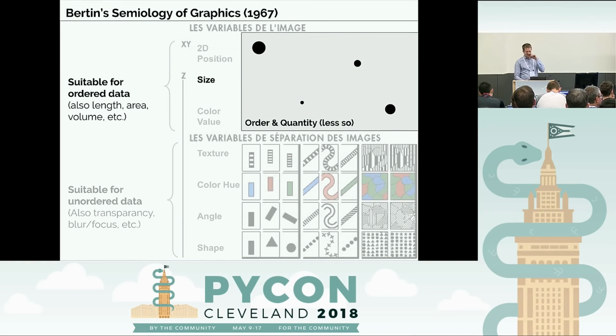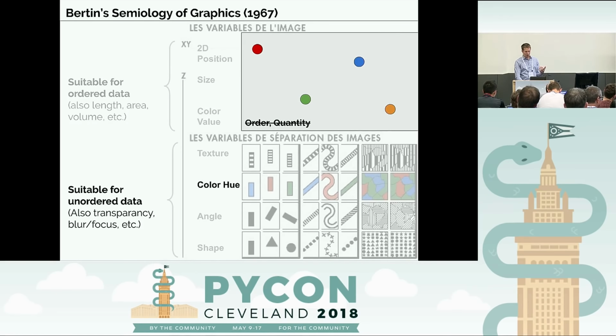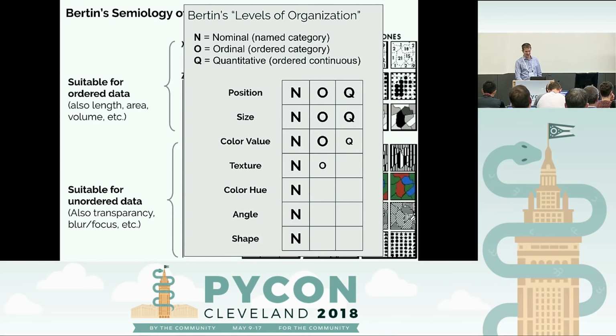So essentially, 2D position and size are really, really good for encoding quantitative values. And position is actually the best of all. That's something that we can just look at and process without having to think. And as you go to color value, it gets a little bit harder to encode order. And when you go to color hue, the order disappears completely. And so Bertin had this thing called levels of organization, where when you're encoding data, you start thinking about, well, position is really good for nominal, ordinal, and quantitative data. Size is very good for nominal, ordinal, and quantitative.